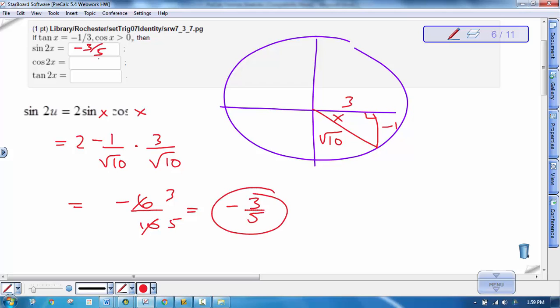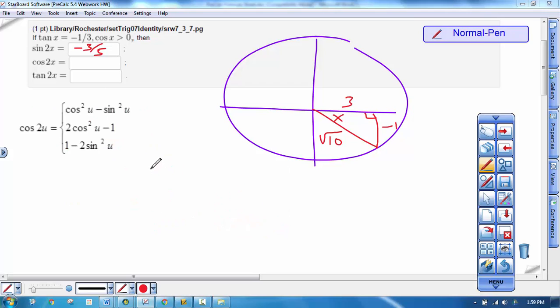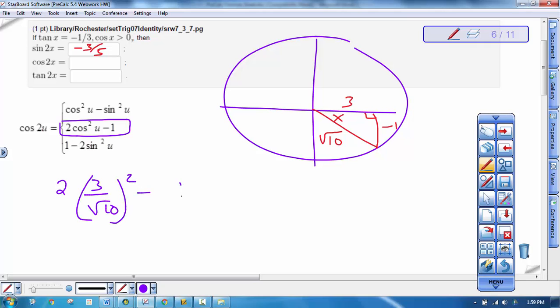And we're just going to do the same thing for the cosine of 2x. I can use any one of these formulas if I want. So just pick one. I'll pick, I don't know, the second one looks good. So I want 2 times the cosine of x squared. The cosine of x is adjacent over hypotenuse, so that'd be 3 over the square root of 10. And I'm going to square that, minus 1.